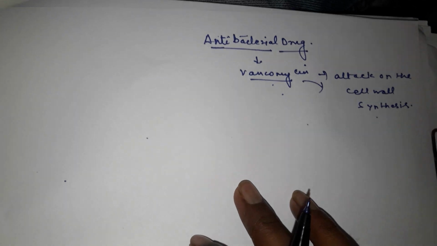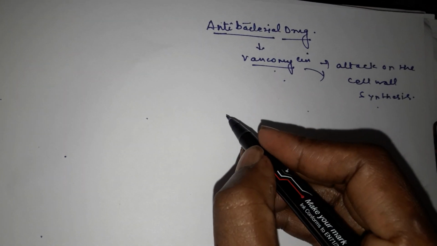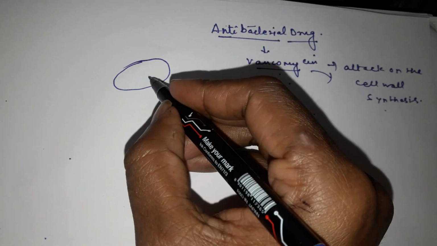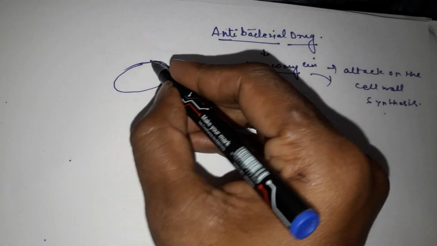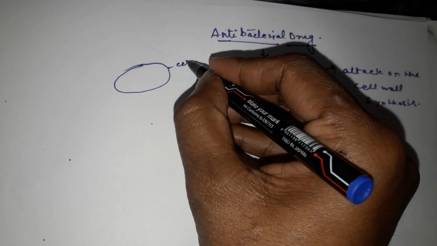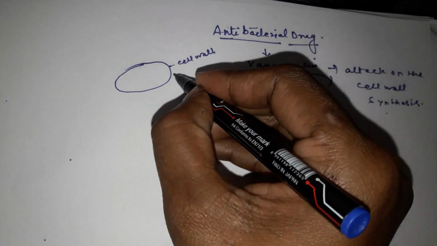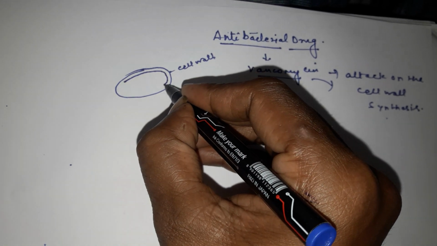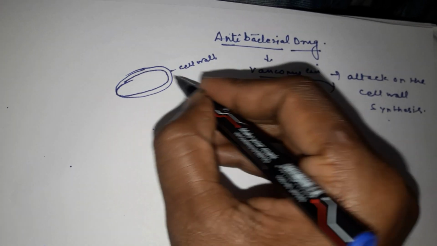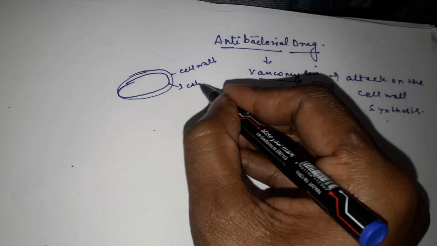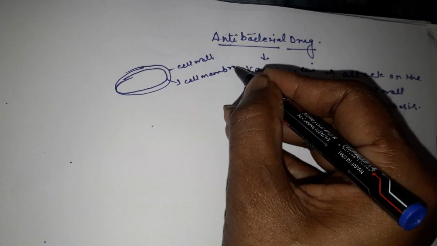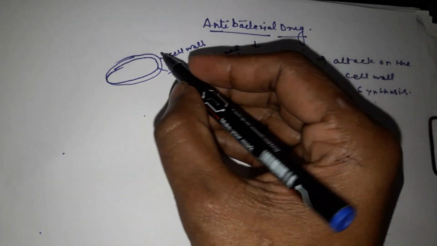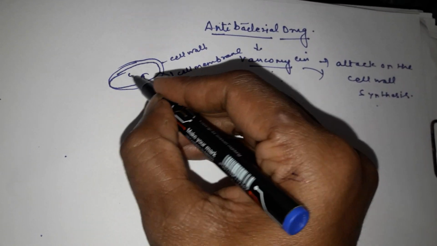Suppose this is the bacterial cell, and this is the cell wall of the bacterial cell. The inner membrane is the cell membrane. So this is the cell wall, this is the cell membrane, and inside it the cytosol is present.